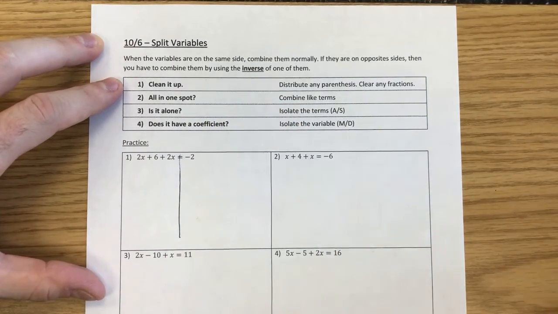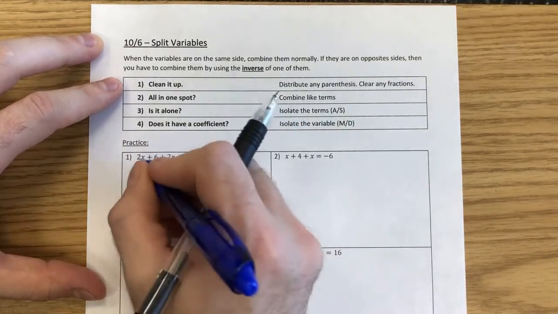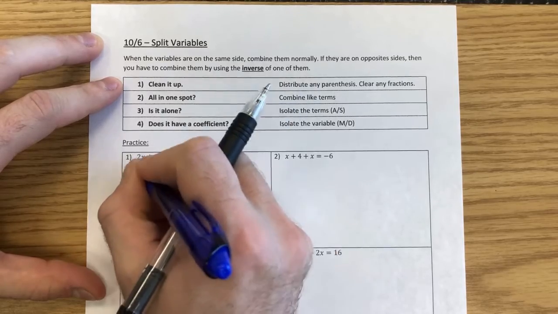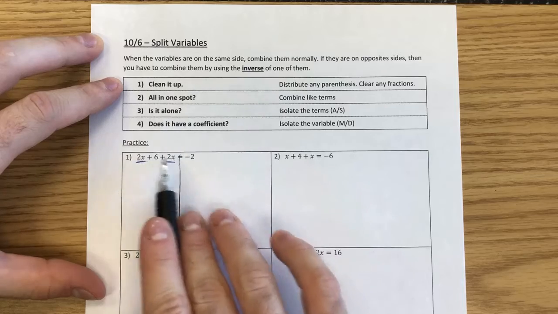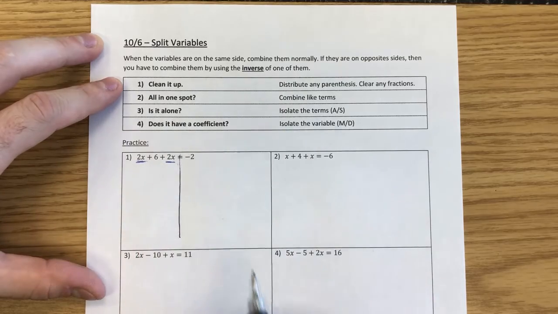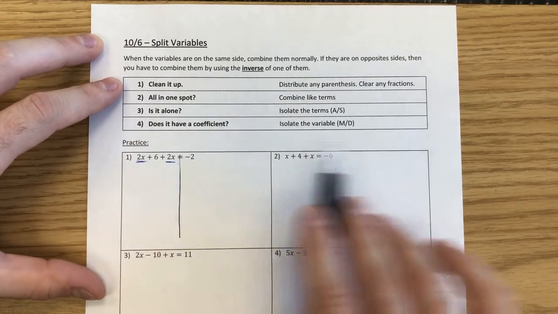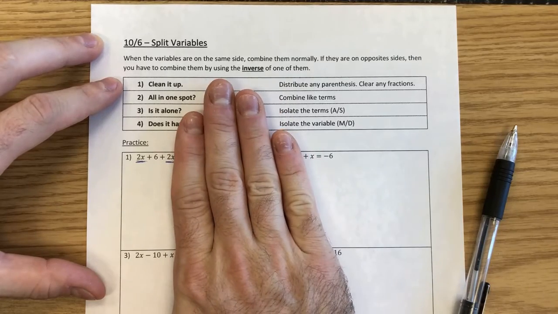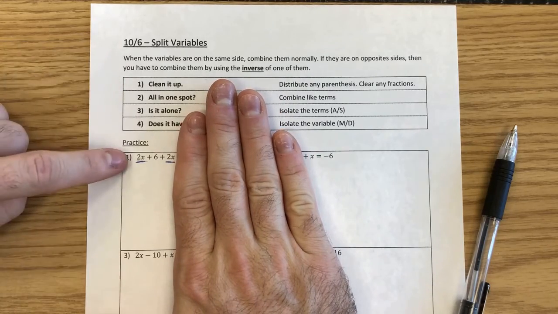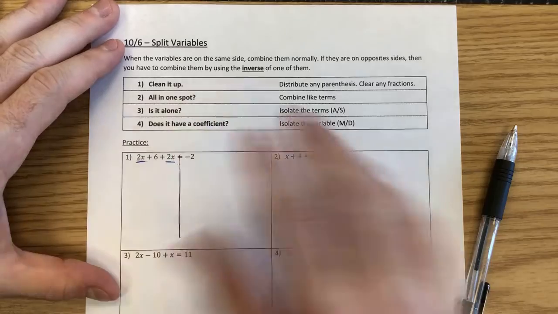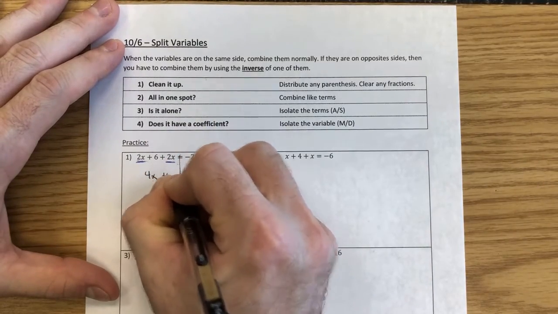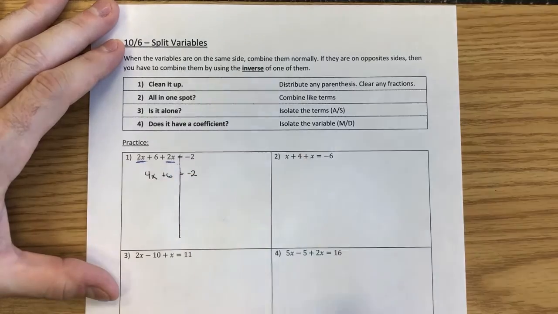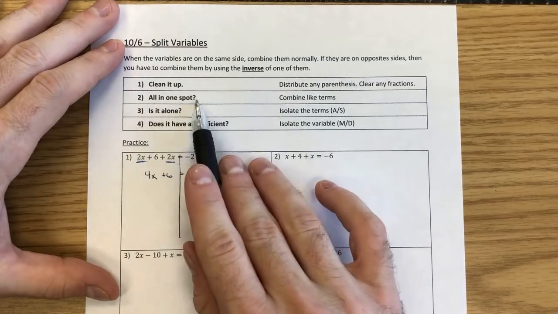So my first step is always to divide my equation into two sides. And what I notice is that both my x's are not in one spot, because I see them in two separate spots. So I'm going to have to combine them. Because they're both on the same side of the equal sign, I can look at this like an expression. What is 2x plus 2x? Well, that would be 4x. And boom, now I've combined them all in one spot.